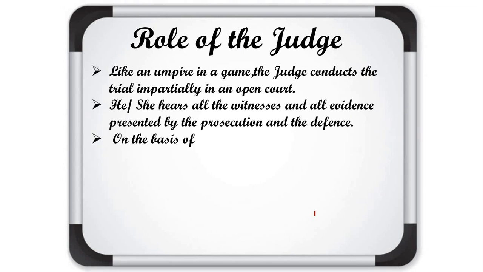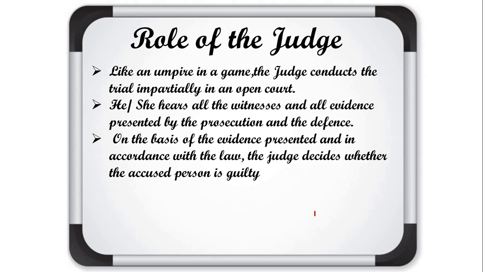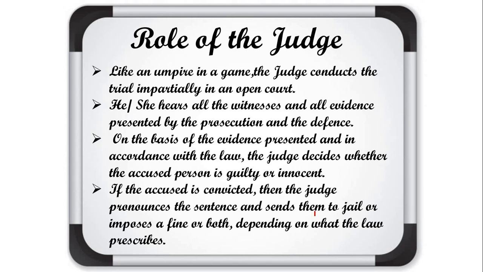He hears all the witnesses and all the evidence presented by the prosecution and the defense. On the basis of the evidence presented and in accordance with the law, the judge decides whether the accused person is guilty or innocent. If the accused is convicted, the judge pronounces the sentence and sends the person to jail or imposes a fine, or both, depending on what the law prescribes. Understood? The judge hears all the statements given by the witnesses and looks at the evidence presented by both the defense lawyer and the public prosecutor.